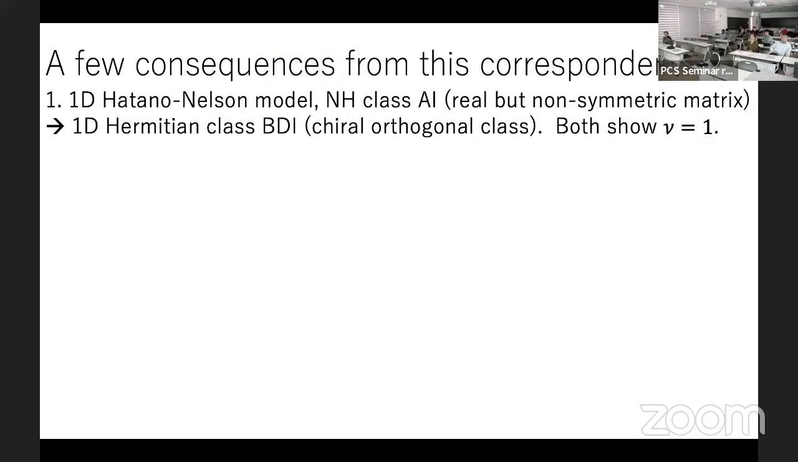A few consequences from this correspondence. First is that the Hatano-Nelson model is non-Hermitian class A1. A1 is real but non-symmetric. Now, it shows exponent nu equals 1, which is well known. One-dimensional Hermitian class BD1, the chiral orthogonal class, also shows exponent 1. And both of them show nu equals 1, and it is not just a coincidence, but has a reason to be equal because of this map. It's because of this map.